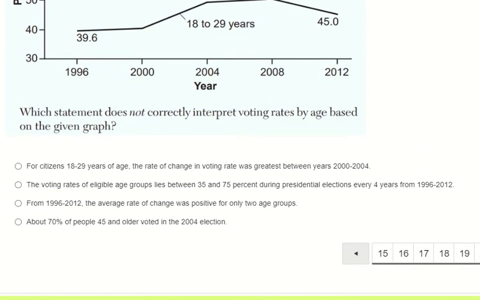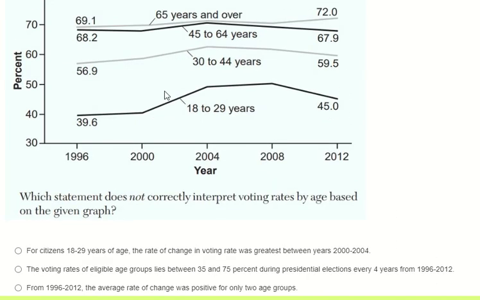So for citizens 18 to 29, the rate of change was greatest between 2000 and 2004. The greatest rate of change means the steepest slope. See how this slope is almost flat? This one is almost flat. This one has a little more slope to it, but from 2000 to 2004 has the steeper slope. So therefore, that's a greater rate of change, and that is a true statement.